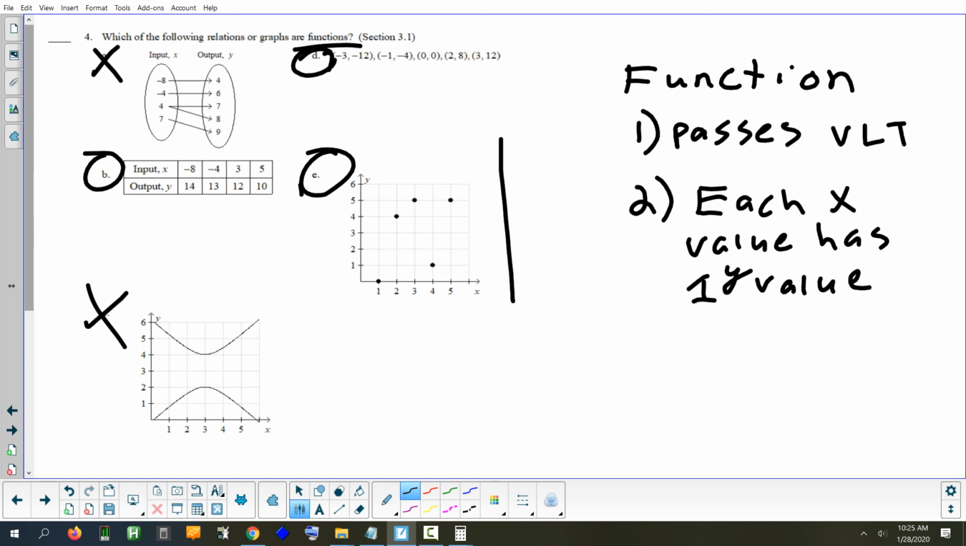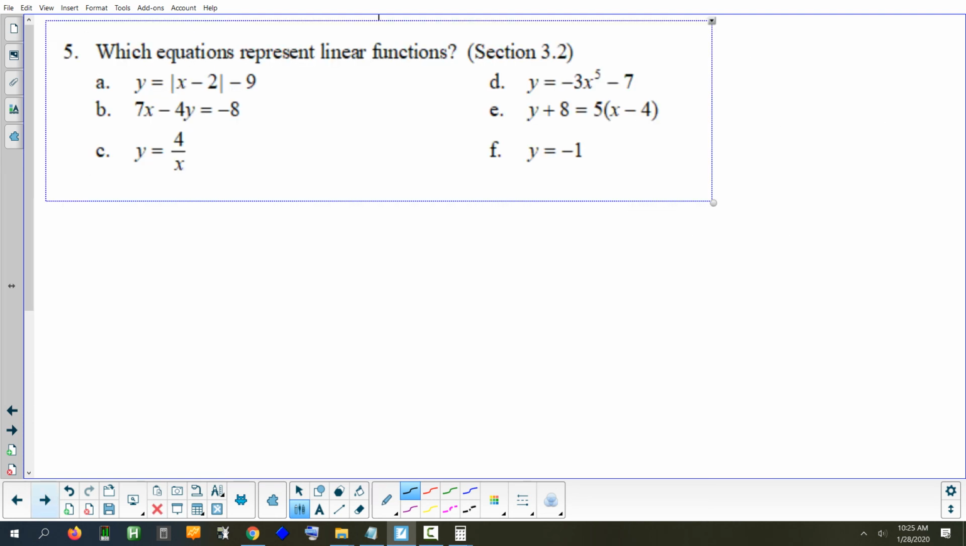A problem like this on the test will probably be worth 1 or 2 points. So you could get partial credit if you get some of it. I forgot how many questions are on. About 30. 30 questions. Yep.